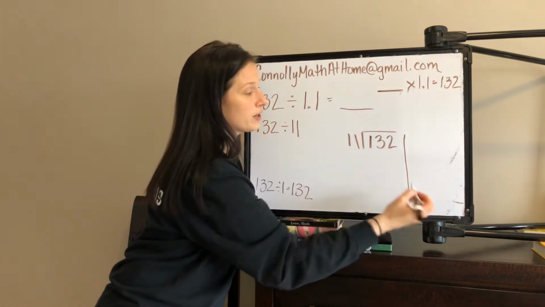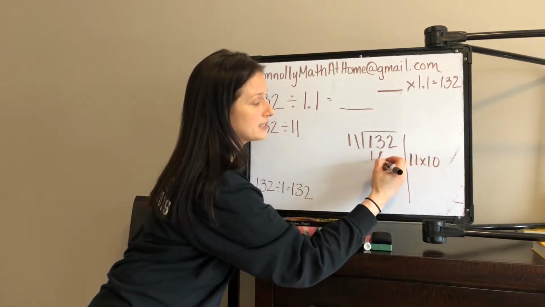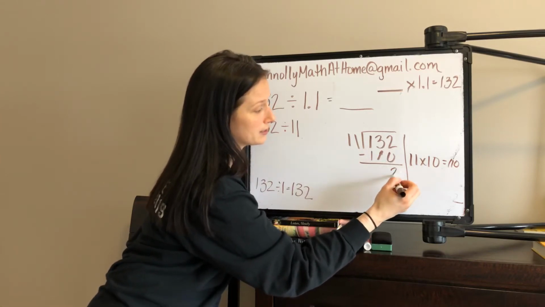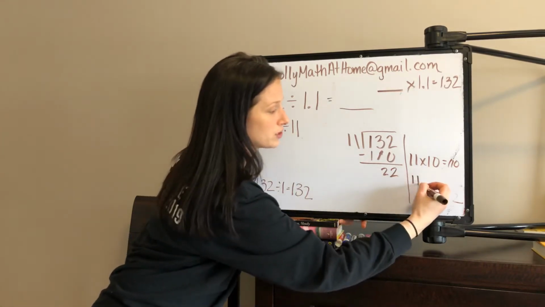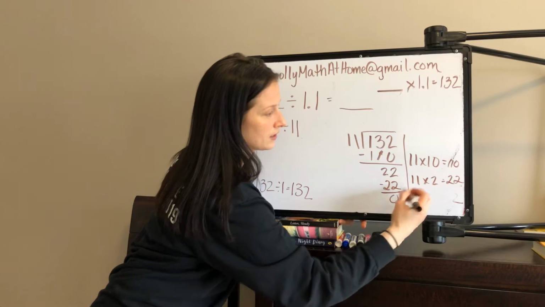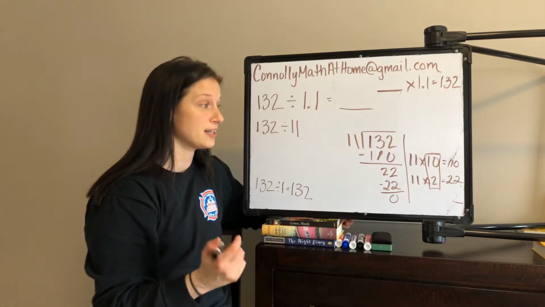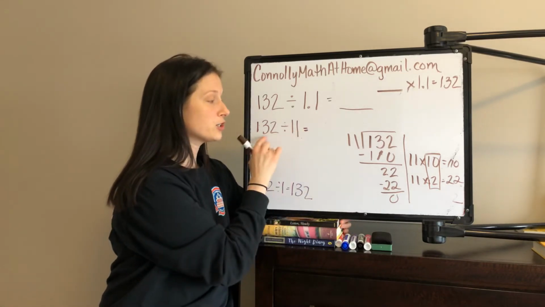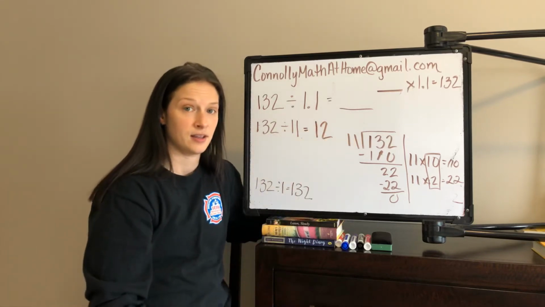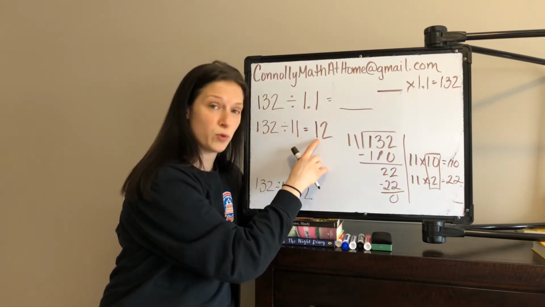So a refresher with division strategies, I can think about 11 times 10 first. I'm going to subtract those 110 miles. I'm left with 22 miles. Then I'm going to do 11 more groups of 2 miles. So I know, and you can use any whole number division strategy you want, I just did that one quick. I know 132 divided by 11 is 12. So if it was 132 miles and I did 11 each day, it would take me 12 days.